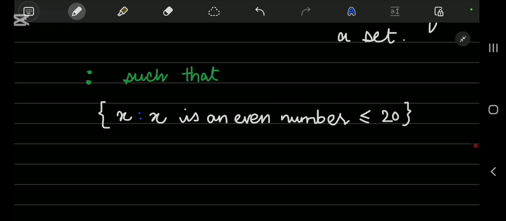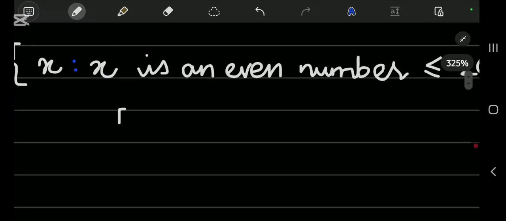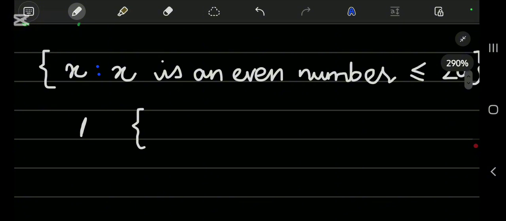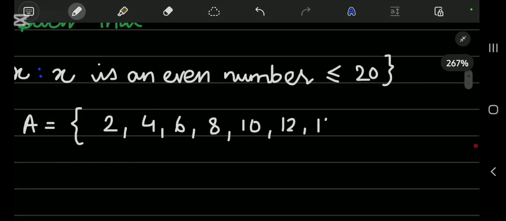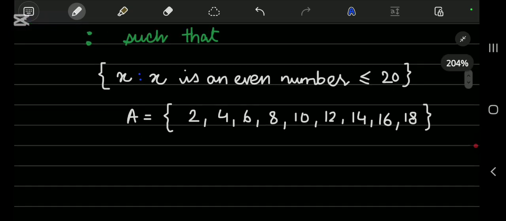Now the next thing is, when they give you this, what will be your set? You can name it with any letter. Let's say A equals 2, 4, 6, 8, 10, 12, 14, 16, 18. Less than 20, so 20 won't be included. So this is how we will represent it when they describe your given set. Okay, let's move on to the next symbol.